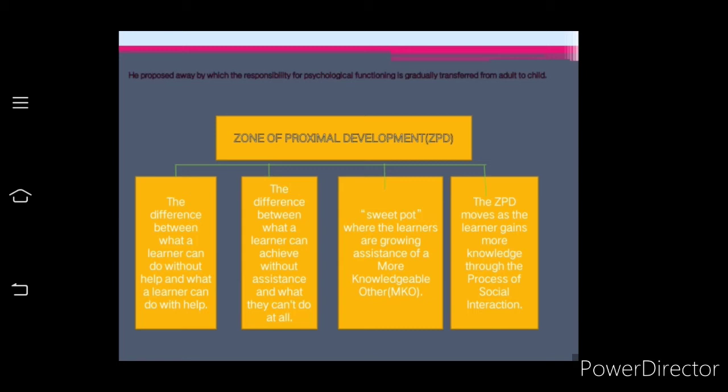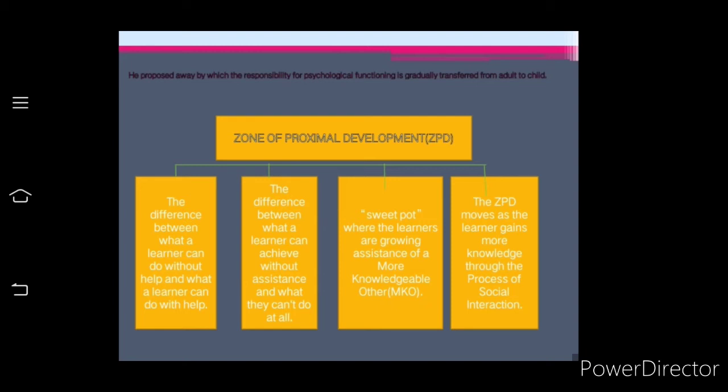So the zone of proximal development has five meanings. The first meaning is the difference between what a learner can do without help and what a learner can do with help. This compares the knowledge that the learner accumulates without the help of anyone, for example in a classroom setting, the progress or knowledge the learner accumulates from a teacher and what a learner can accumulate on his own, with his own perception or understanding and learning.